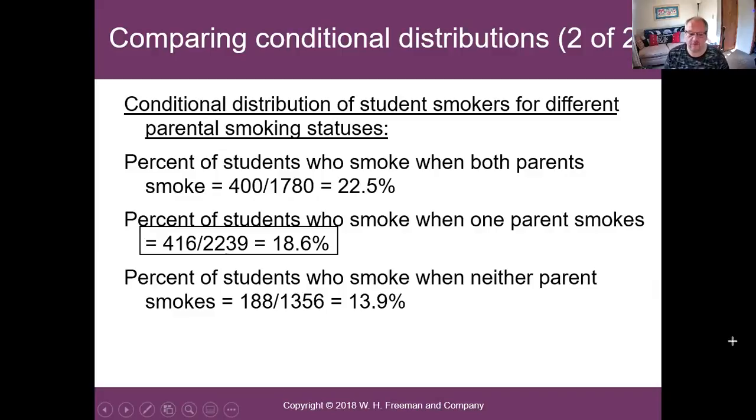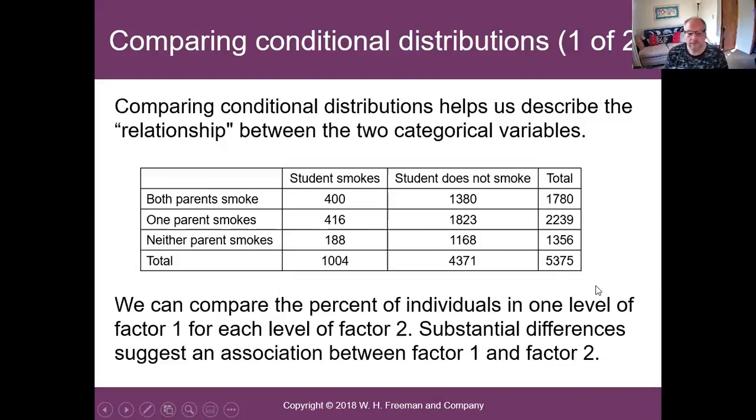One more case and then we'll move on. How about the percent of students who smoke when neither parent smokes? So it's students who smoke when neither parent smokes. When neither parent smokes, it looks to me like that number would be this one. And then the number of students who smoke is 188. So the arithmetic should be 188 divided by 1356, and change it to a percent.